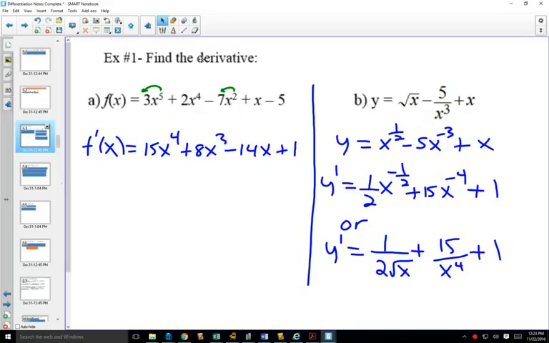And normally we would probably leave it as the top one if we were just finding the derivative. But if you were asked to plug in x equals 4, it's probably easier to evaluate if you had a square root rather than an x to a half.